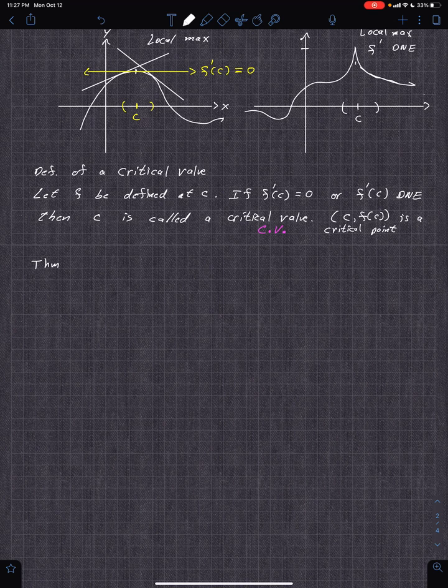So this theorem states relative or local extrema occur only at critical values. This is really important, is what I mean. Only occur at critical values.